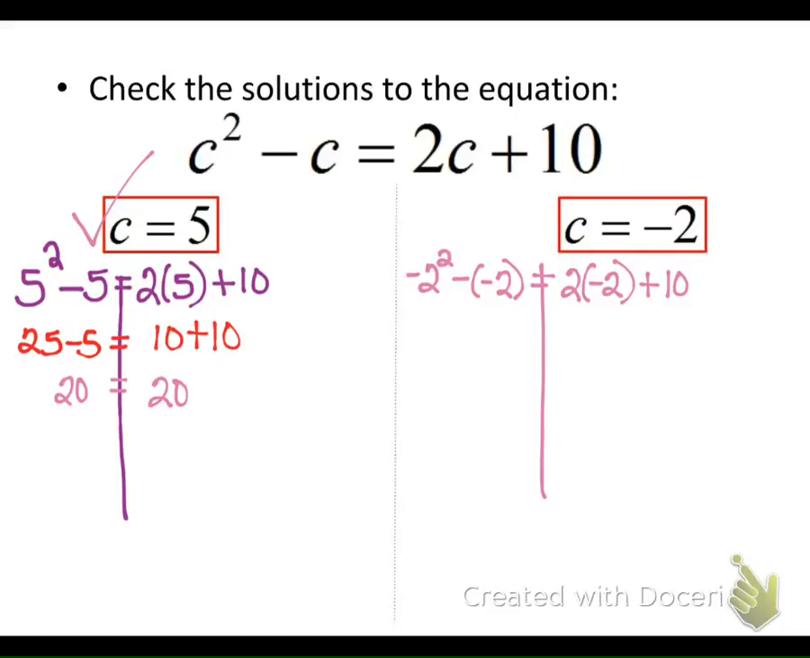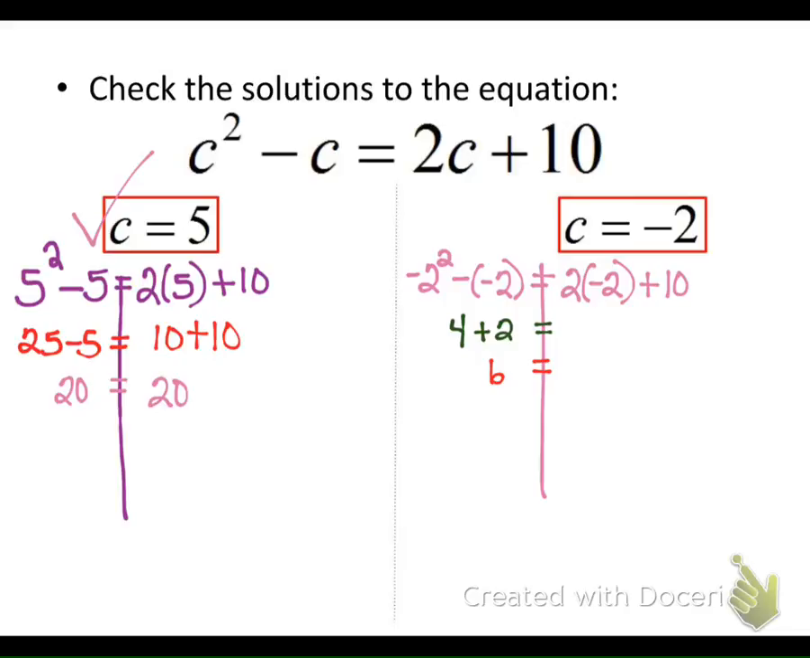Negative 2 times negative 2 is positive 4. All right. So then I have 2 negatives touching. 2 negatives touching. And it would turn to a positive. So I'm going to bring down that plus 2. All right. Well, what's 4 plus 2? 6. So on my left side, when I simplified it, it equals 6.